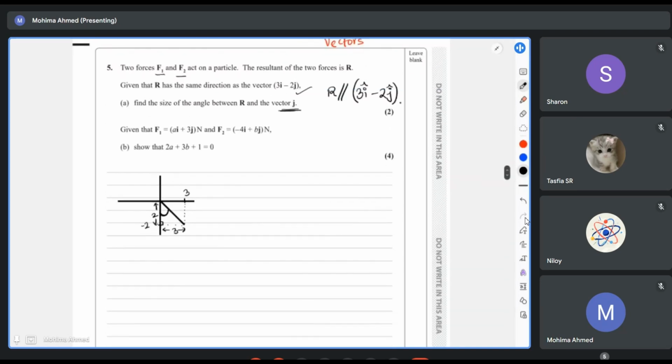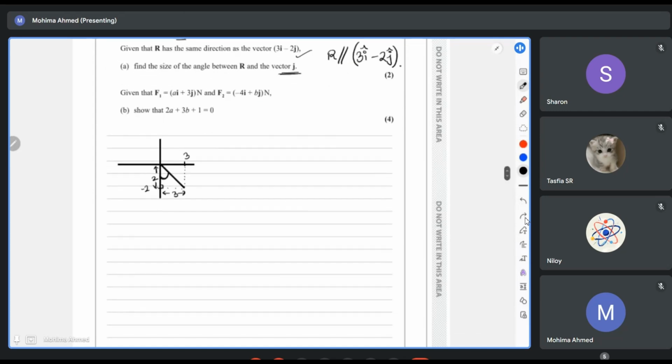They were asking this for vector j, right? Find the size of angle between r and vector j. Oh, for positive vector j, they're trying to find out. We have to focus on this part also. This was not negative vector j. This was for positive vector j.